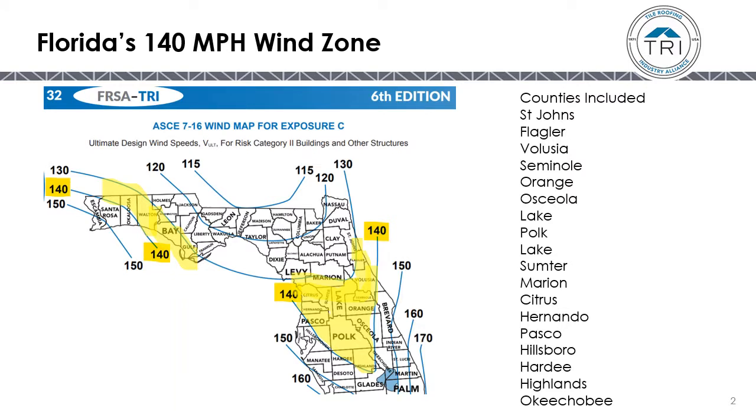Attached is the ASCE 7-16 wind map for exposure C found on page 32 of the FRSA TRI 6th edition manual. You'll see that the wind zone is in the panhandle and then pretty much covers the central Florida area. Some of the counties are included on the right there.